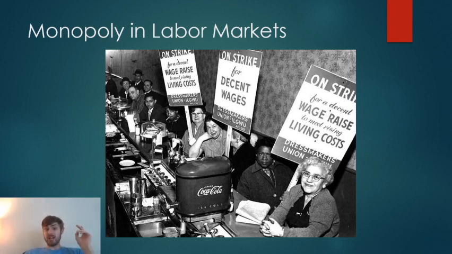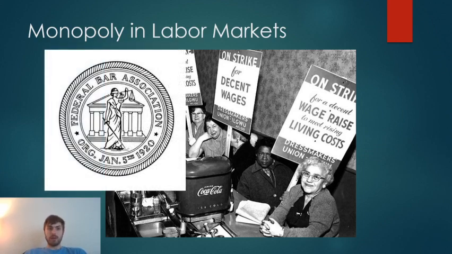But unions aren't the only monopoly in labor markets. Another example would be the American Bar Association. So you can't be a lawyer without getting permission from the Bar Association. You have to pass the bar exam. This is a form of occupational licensing. Okay, what do we expect this to do? We expect this to raise the wages of lawyers and reduce the number of lawyers who are employed.